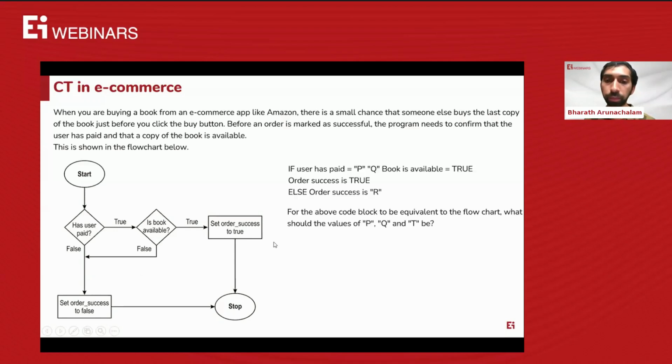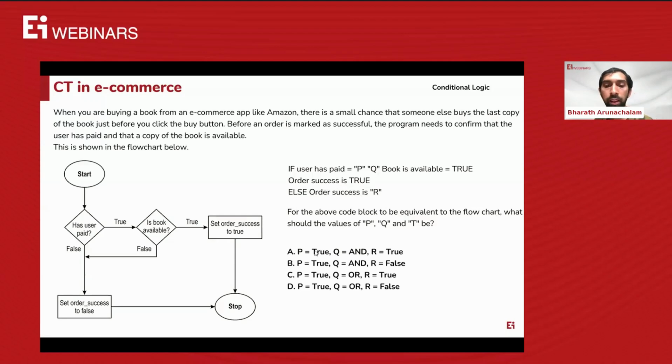Now let's look at the question. If user has paid equals P, then Q. Book is available is set as true. Order success is also true. Else order success is, again, either true or false. So for the above code block to be equivalent to the flowchart, what should the values of P, Q, and T be? The options are: P has to be true.